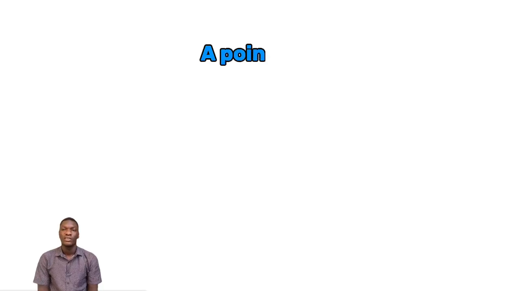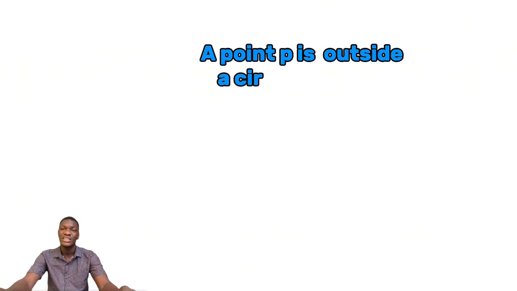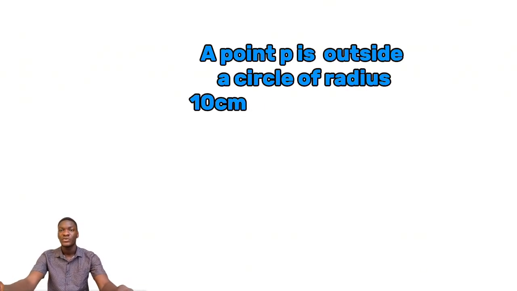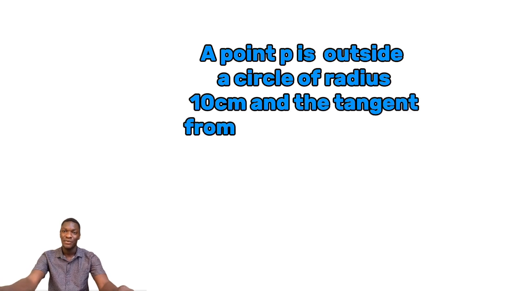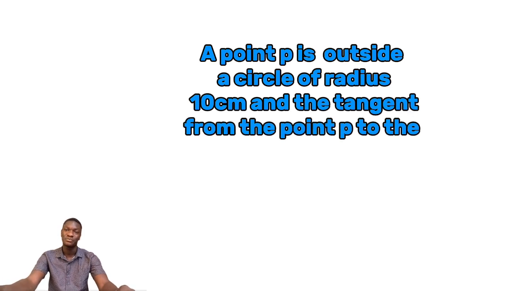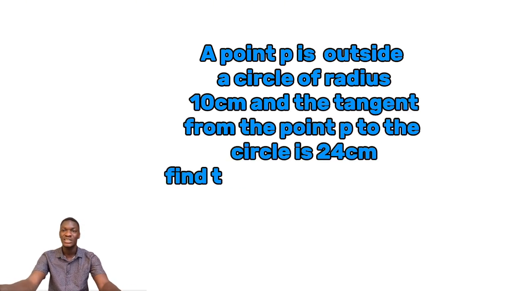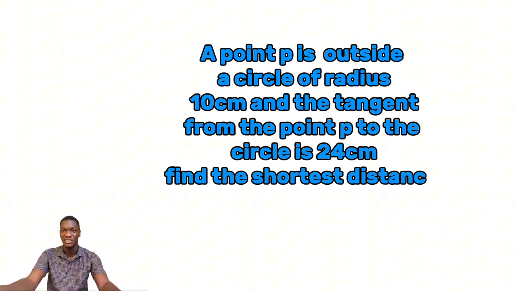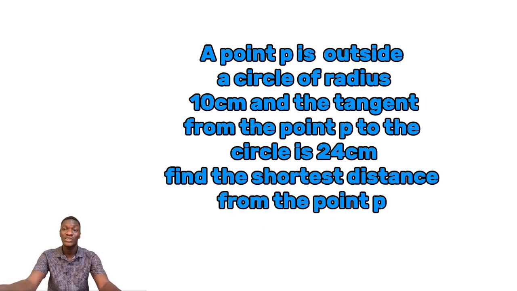Yes. The point P is outside a circle of radius 10 centimeters, and the tangent from the point P to the circle is 24 centimeters. Find the shortest distance from P to the circle.